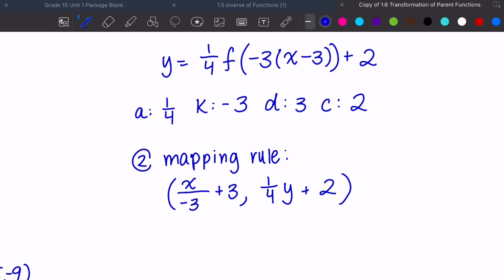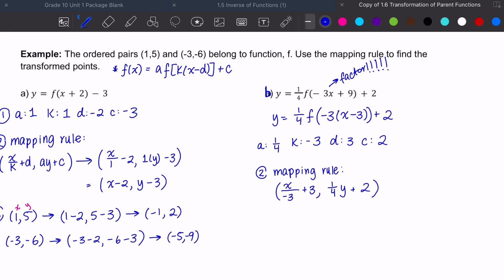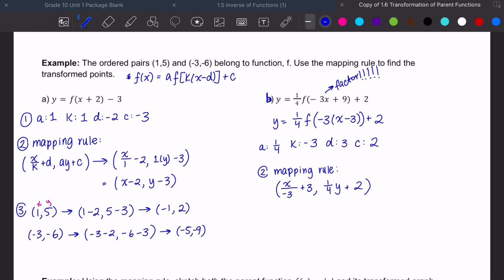Do you want to try putting those 2 points through the mapping rule? So same thing like we did here. We're going to take 1, 5 and -3, -6. So it's the same 2 points still, but now you're going to put them through that mapping rule, and you're going to tell me what you get.